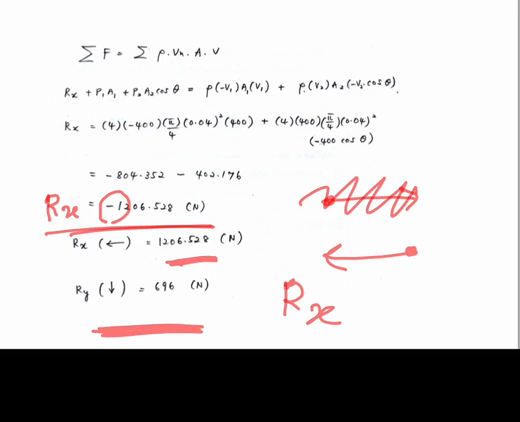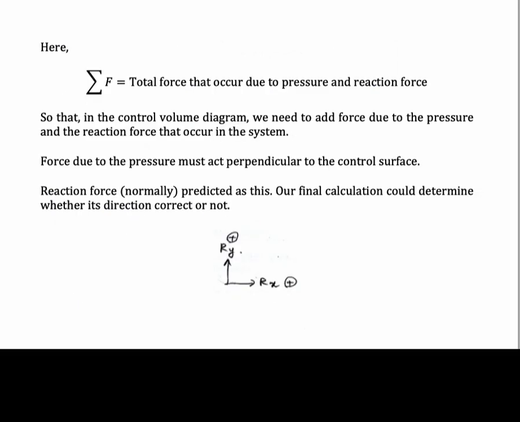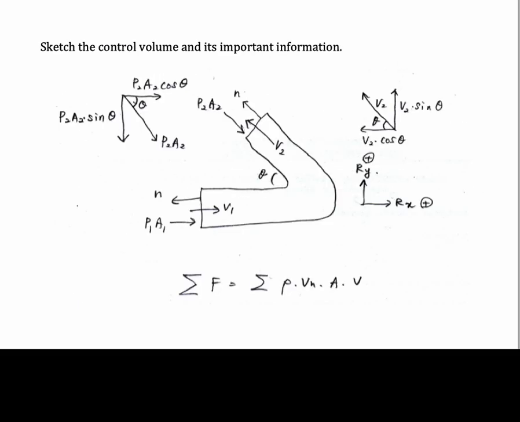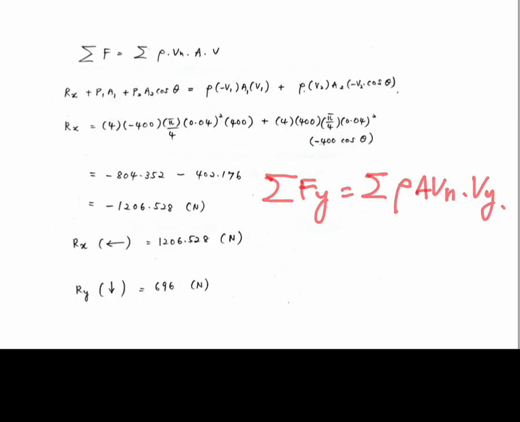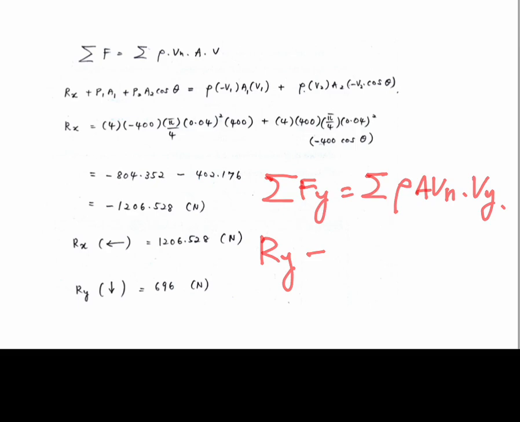So for Ry here, it's very simple. We have total force in y equal to total momentum in y, so we have rho A Vn and Vy. For Fy it's quite interesting, because we don't have P1 here, but we still have P2 sine theta and also Ry. Ry is positive, so we start with Ry, negative minus P2A2 sine theta.